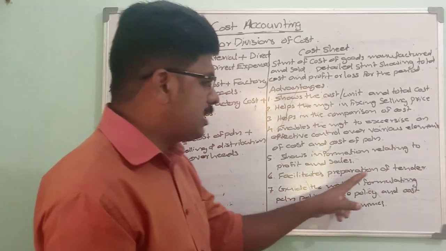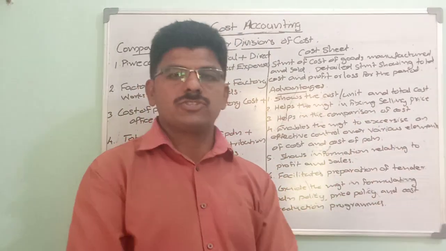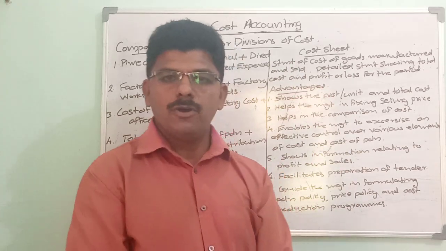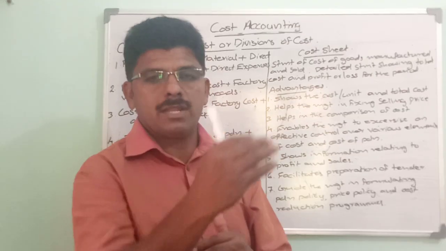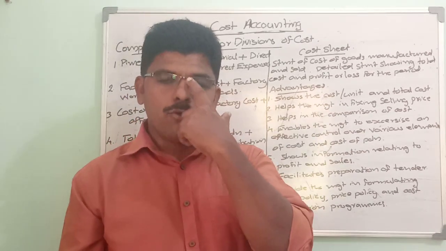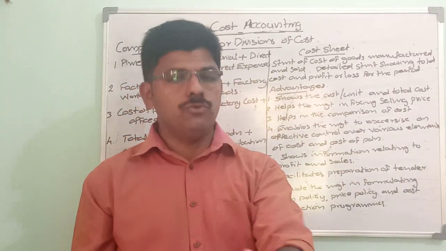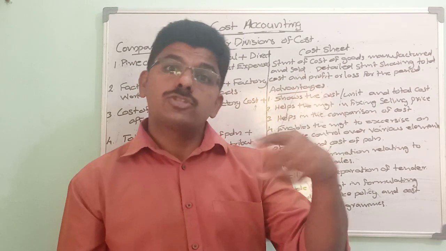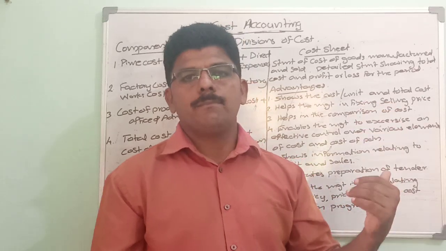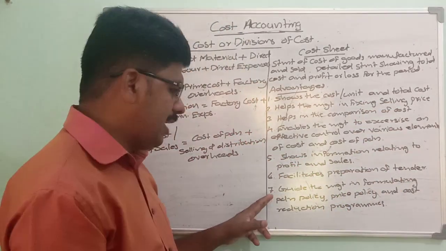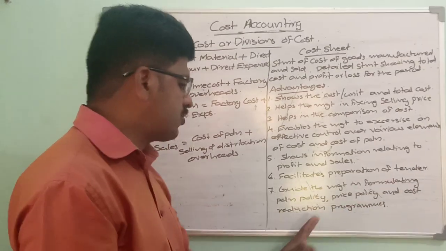Next, number 6, it facilitates preparation of tender. Tender price can be quoted with the help of this cost sheet. Okay, we have seen earlier about this particular point, tender price, quotation price. The lowest price can be quoted and we can secure that order. We can secure that particular contract with the help of this cost accounting. So cost accounting helps you to determine or to quote the lowest price when a tender application is published in the newspaper.